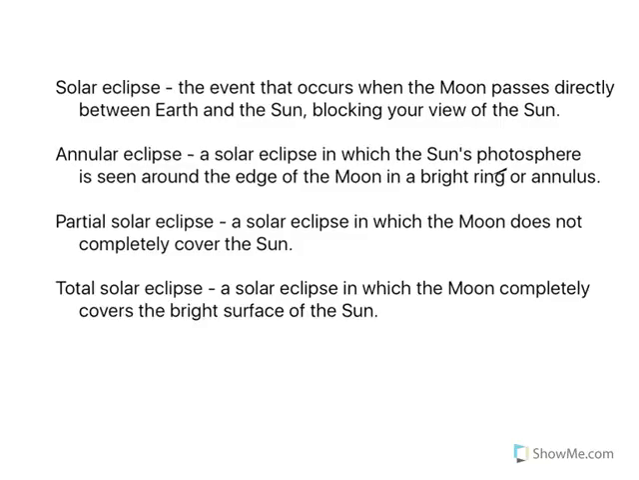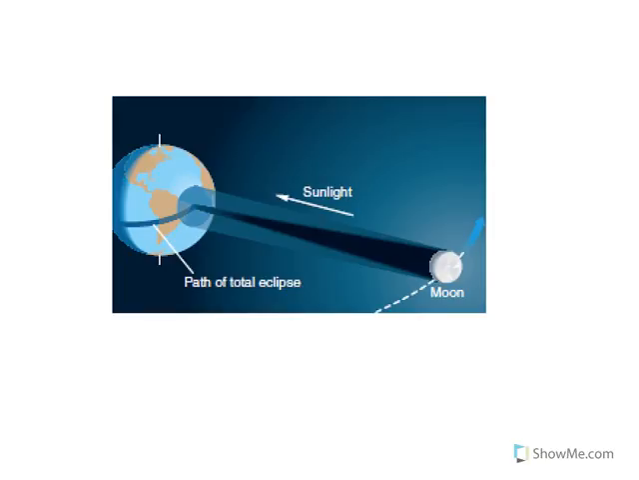And finally, we have a total solar eclipse, which is another type of solar eclipse. It's a solar eclipse in which the moon completely covers the bright surface of the sun. The annular, partial, and total are the three subtypes of solar eclipses. Now, how does a solar eclipse occur?